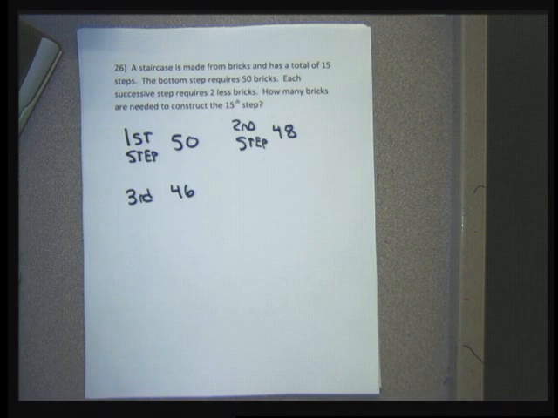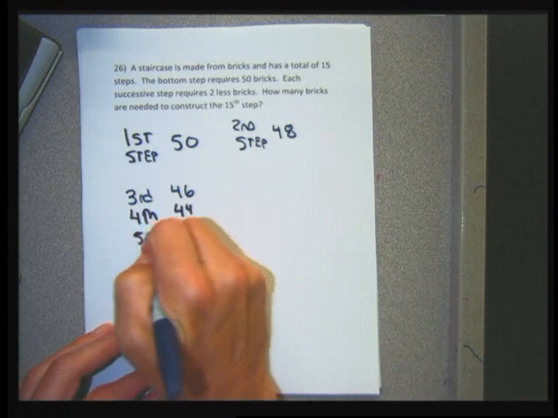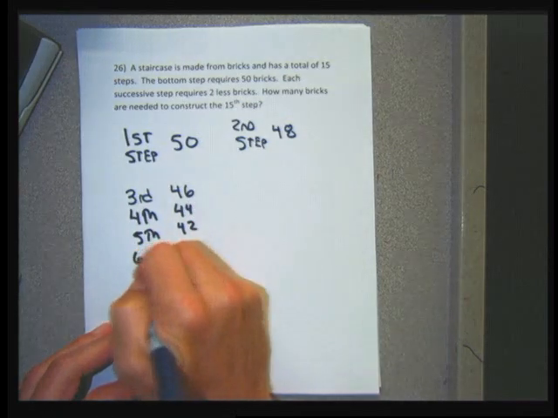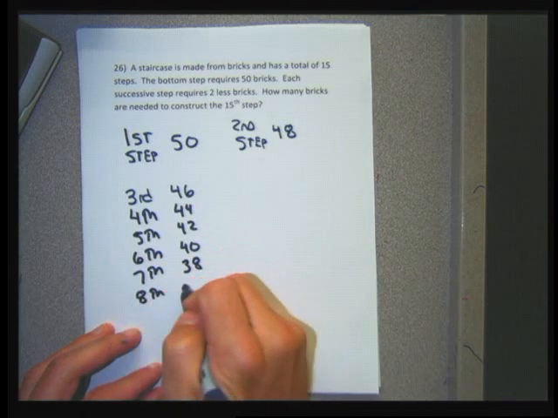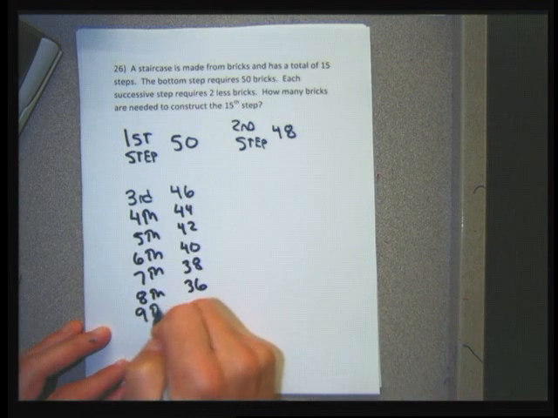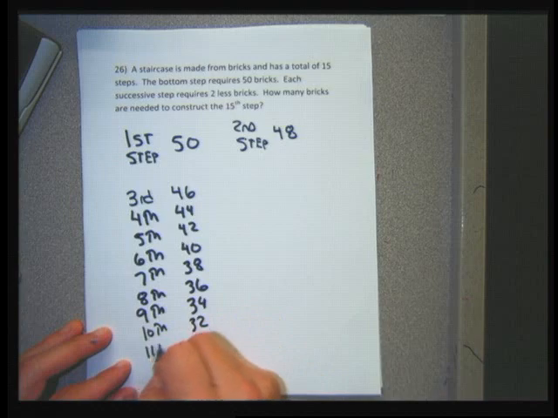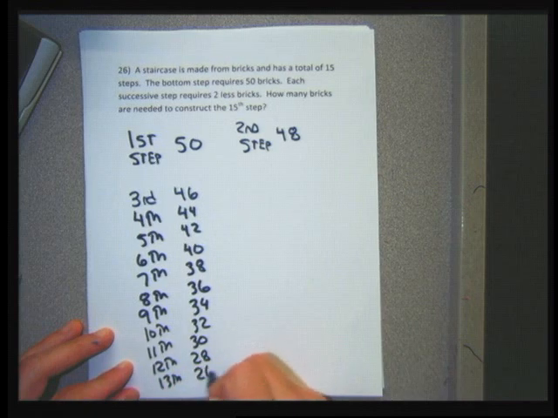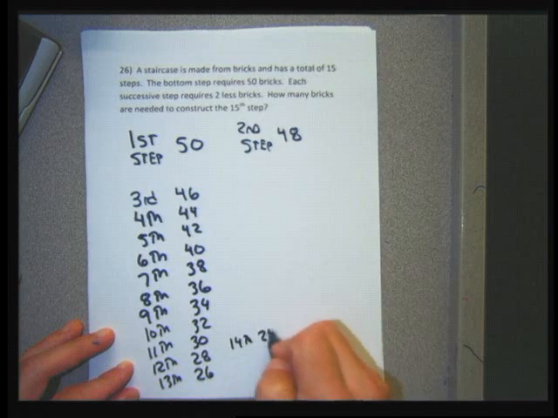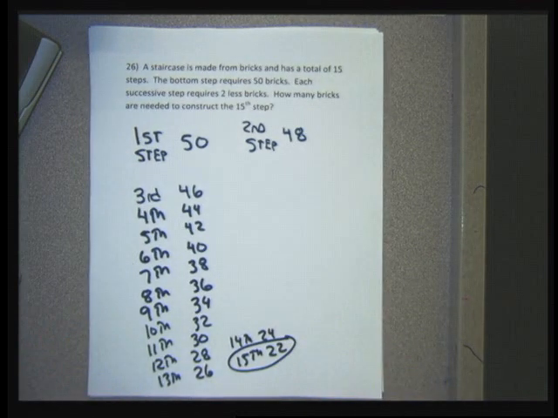I could continue with this. It probably wouldn't be that hard. Let me see if I could actually do this. So the fourth is going to be 44. The fifth step is going to need 42 bricks. The sixth, 40. The seventh, 38, the 8th, hopefully I'm not making a mistake, 36, the 9th, 34 because each step takes two less, the 10th, 32, the 11th, 30, the 12th, 28, the 13th, 26, the 14th, 24, and the 15th, 22. I believe the answer to the question, how many bricks are needed to construct the 15th step, is 22.